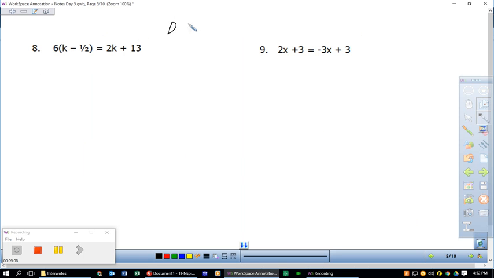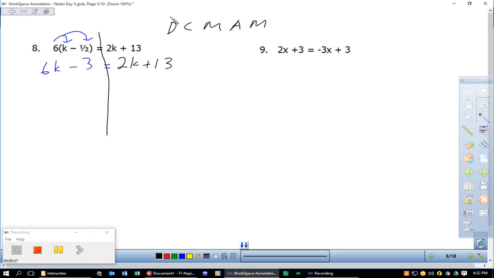Distribute, combine like terms, move variables, add, subtract, multiply, divide. Don't call me a monster. So distributing comes first. We can do that on this one. 6 times k, 6 times 1/2. So 6 times k is just 6k. 6 times 1/2 is going to be 3, so we get 6k minus 3. Bring down 2k plus 13. And I did not draw my line.